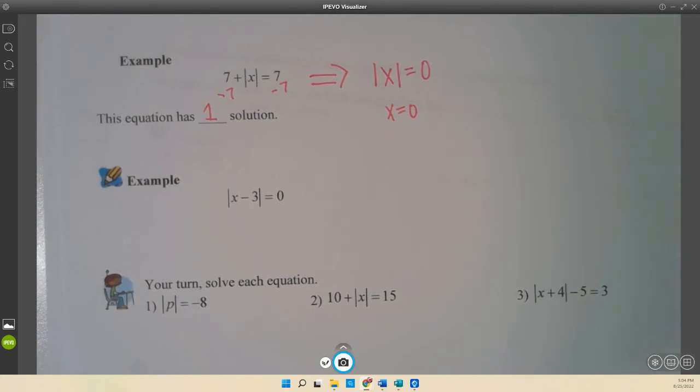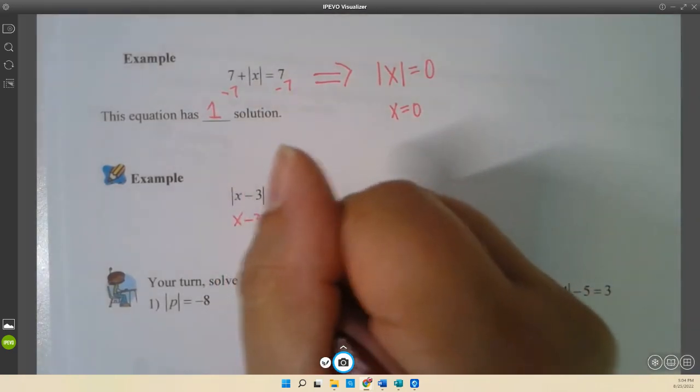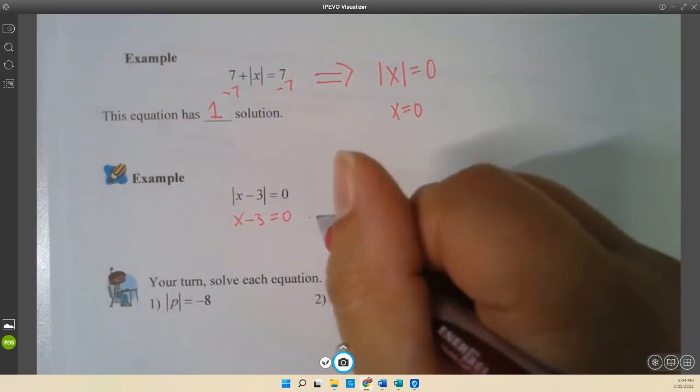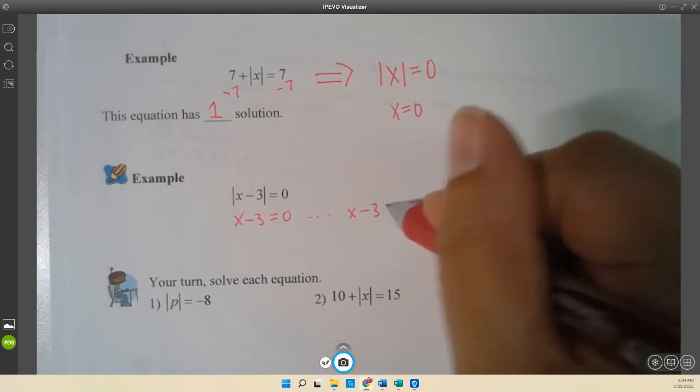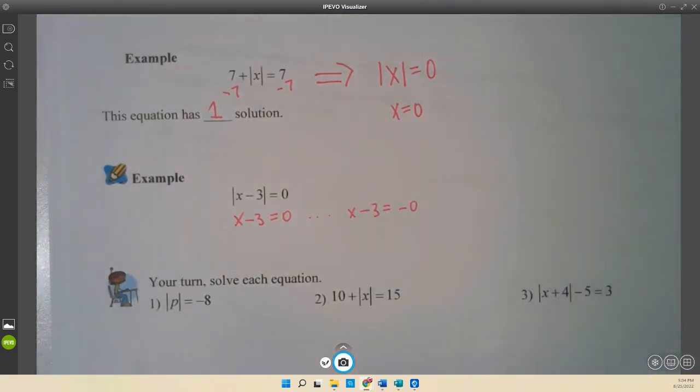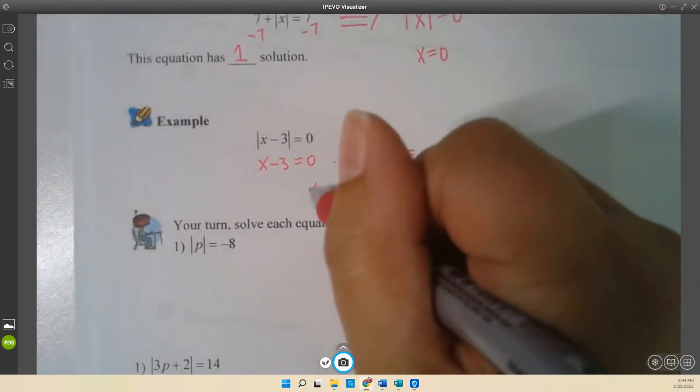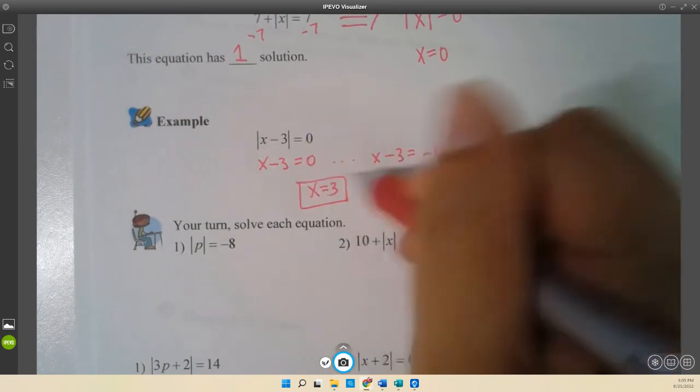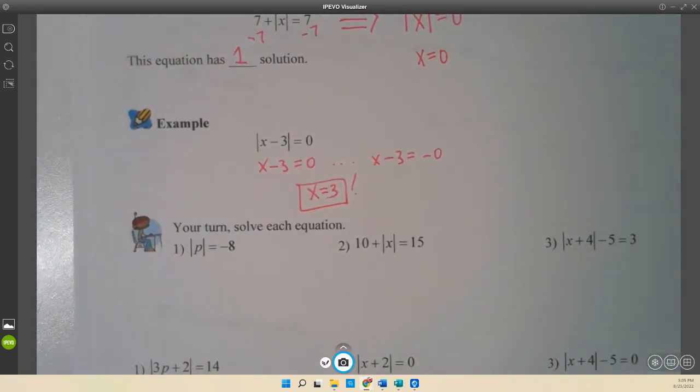In the next example, I don't have just absolute value of x. So anything that's inside the absolute value, that's when I break this down and I create two separate equations. But weirdly, there's no such thing as negative 0. So when you make two solutions, it's like positive this one, negative this one. But there is no such thing as negative 0. 0 is right in the middle of the positives and the negatives. And so there's only one solution of this, and it is x = 3.